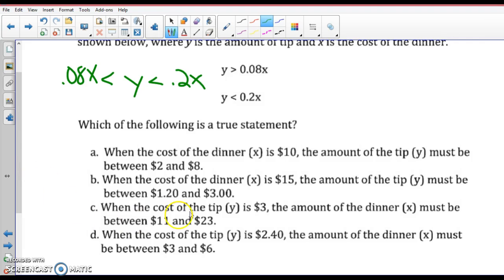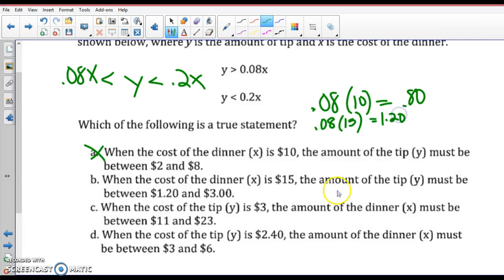Well, if I do 0.08 times 10, isn't that 80 cents? Ouch. The cost of the dinner is 15. 0.08 times 15. What do you get? You get $1.20. And if you do 0.2 times 15, you get 3. So it's between $1.20 and $3. Make sense? All right.